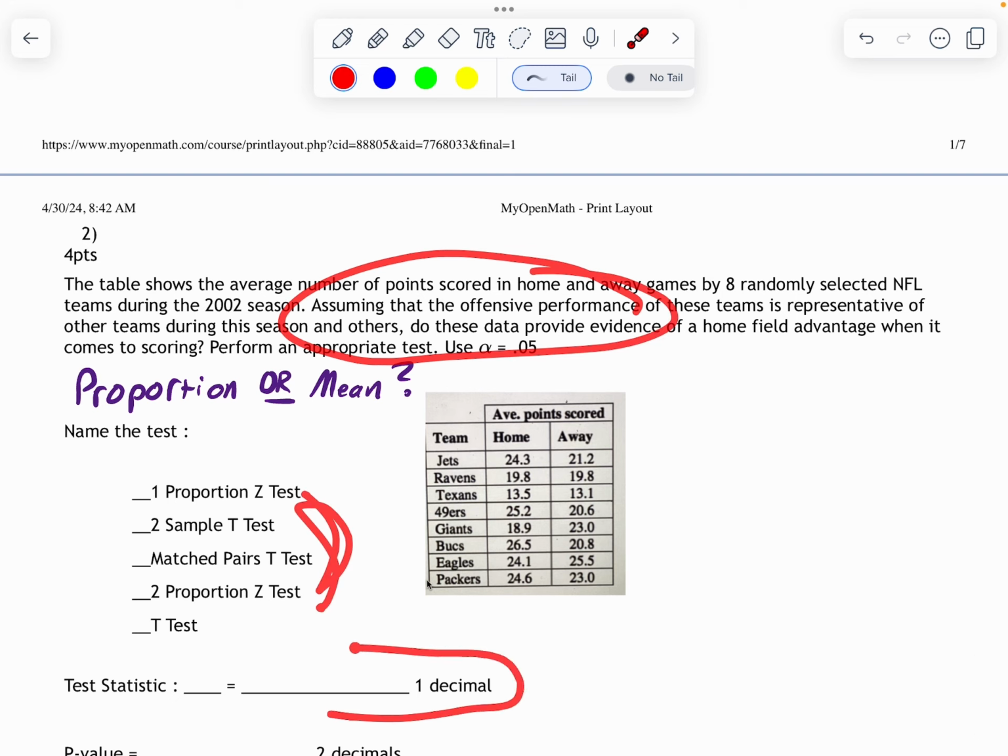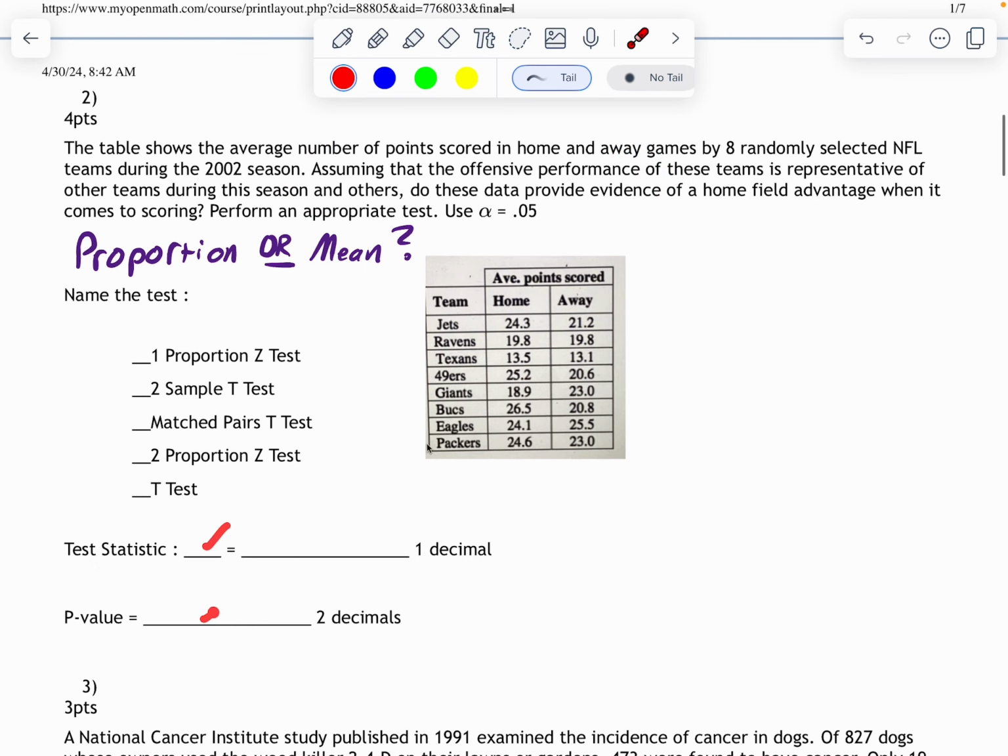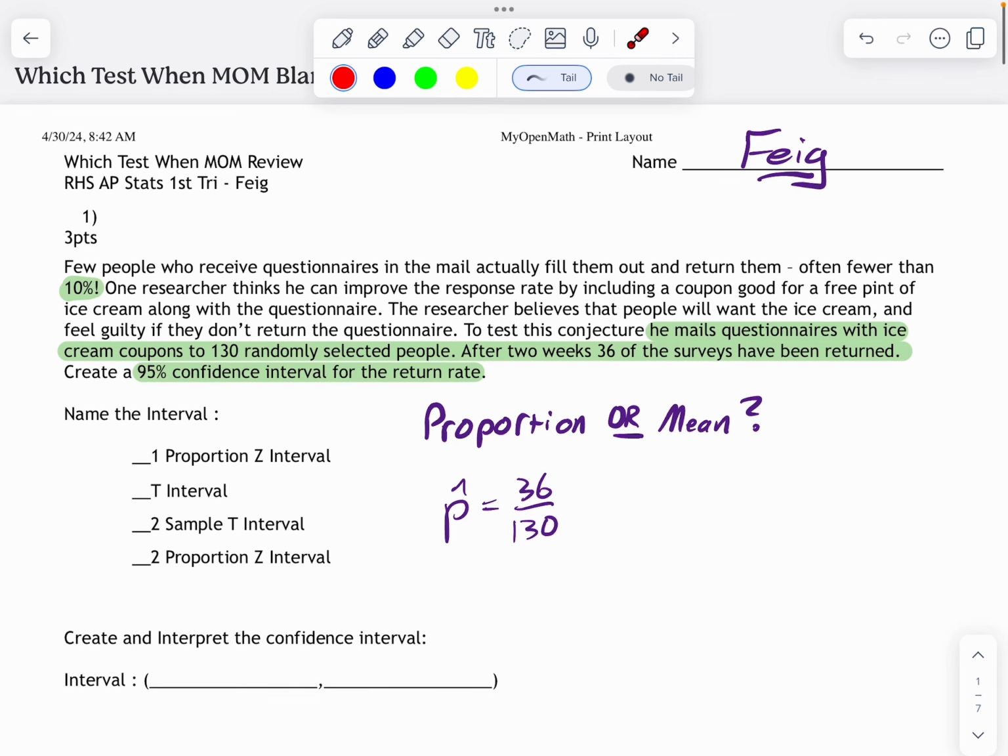And then can we just use the calculator to get the statistic and the p-value? So it should be really good calculator practice. ID the test and then calculator practice. So first one says that few people who receive questionnaires in the mail actually fill them out and return them, often fewer than 10%.